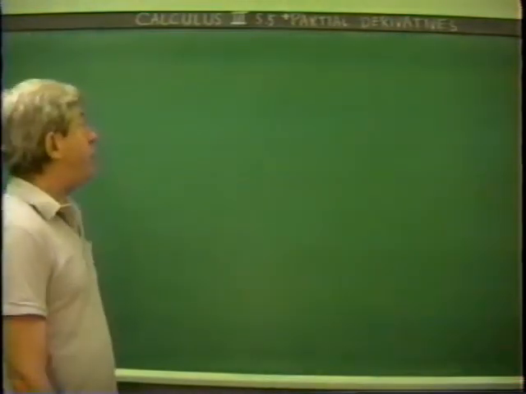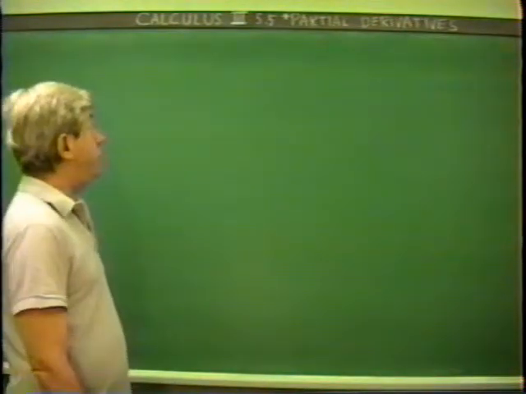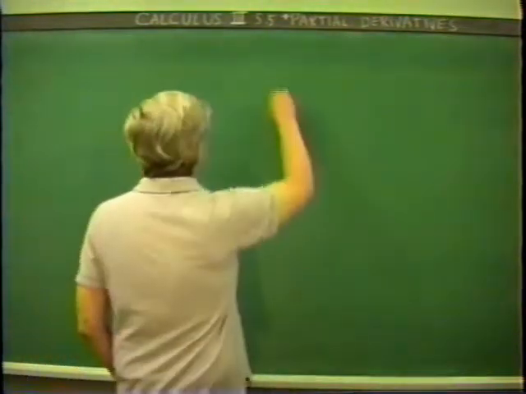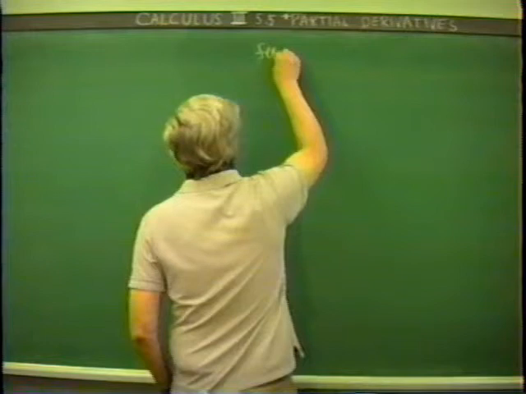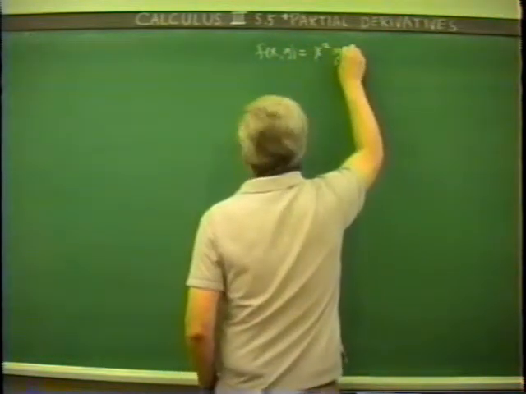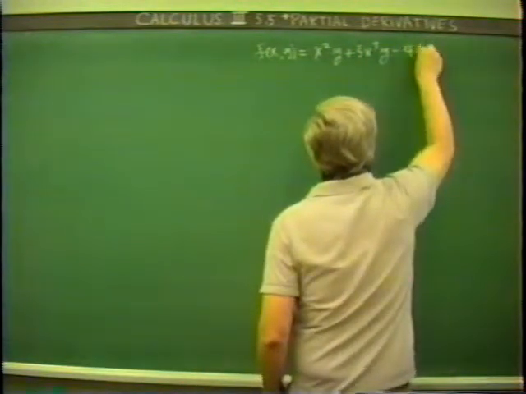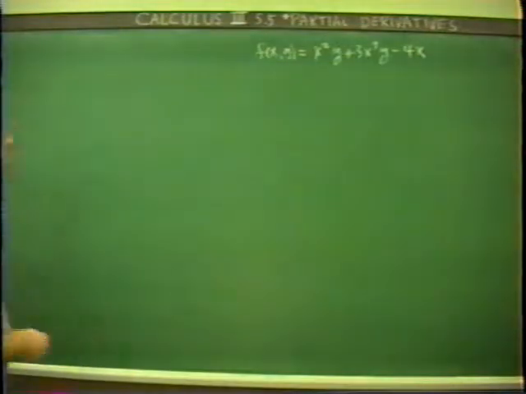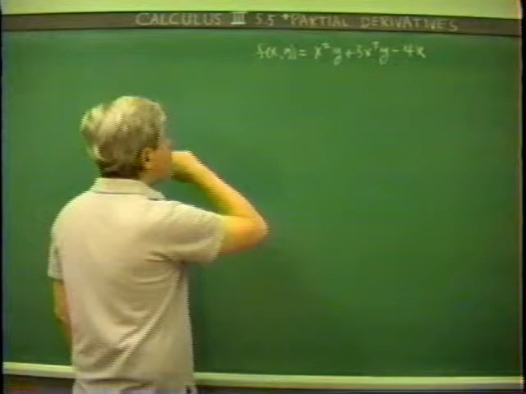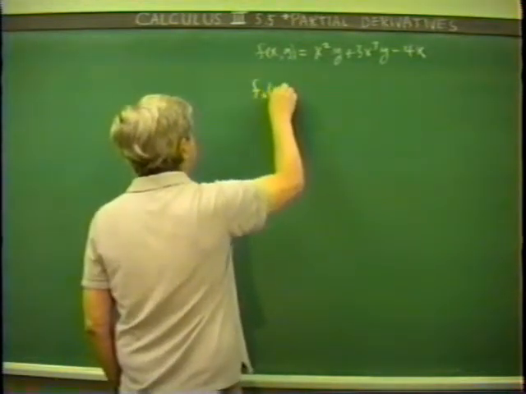Let's take a look now at some functions of 2 variables and 1 of 3 variables, and notice that it's really very simple to take the partial derivatives. Once you get the knack of it, it's as simple as differentiation. Let's suppose we look at f of x y equals x squared y plus 3x cubed y minus 4x. This is a function of x and y. Let's compute its partial derivatives.